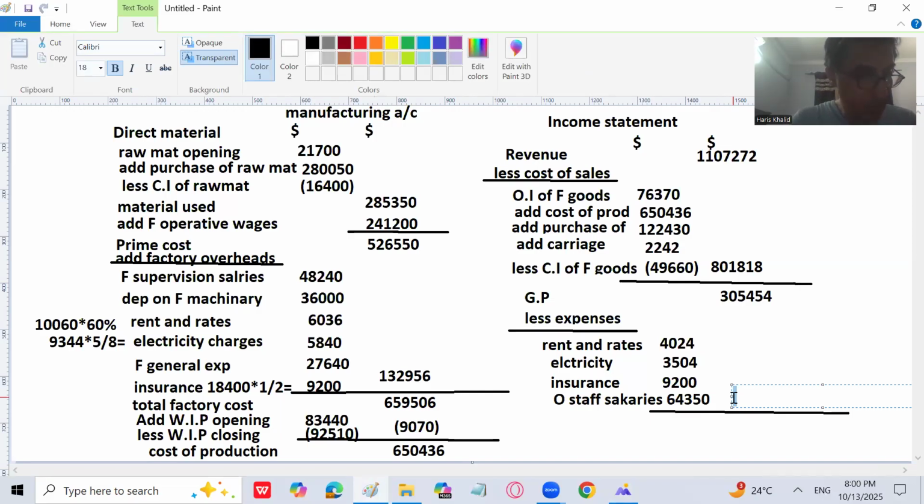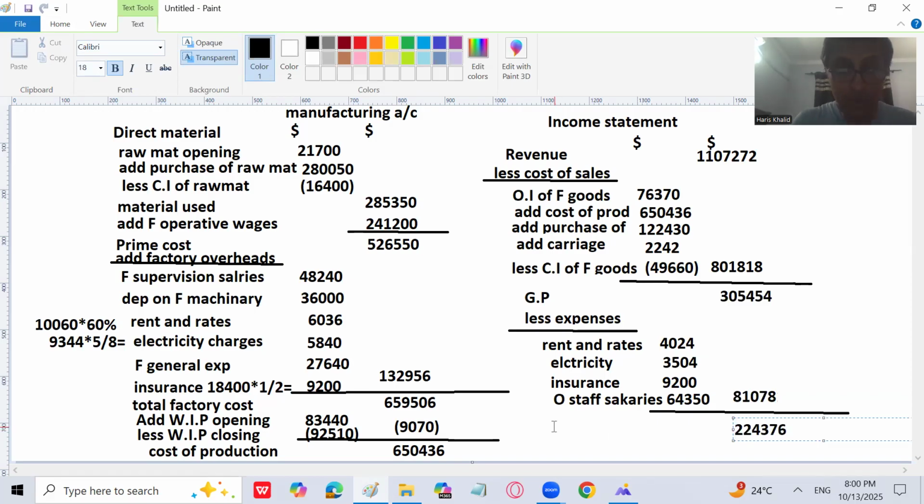That is 4024 plus 3504 plus 9200 plus 64350. That is 81078. Let me subtract it. Gross profit is 305454 minus 81078. So the profit is 224376. I got the profit.